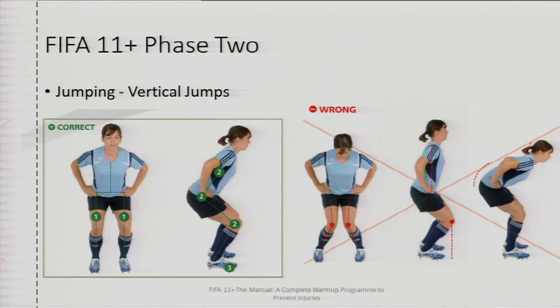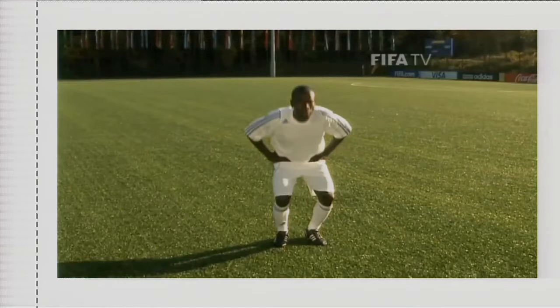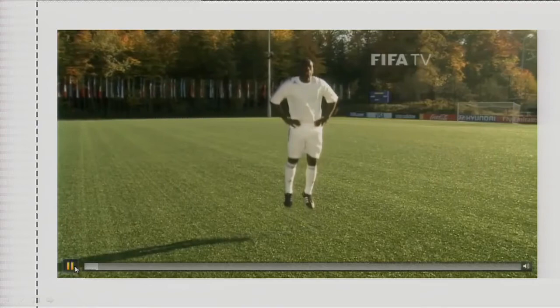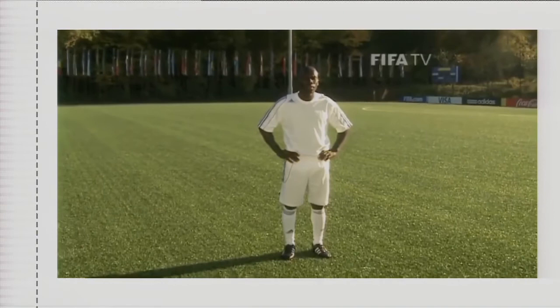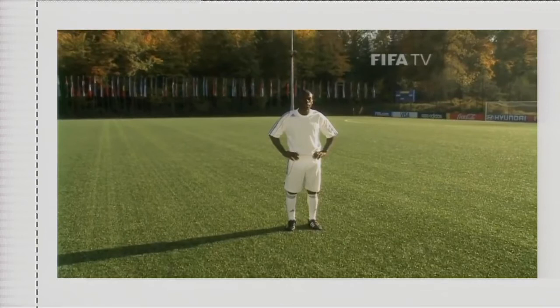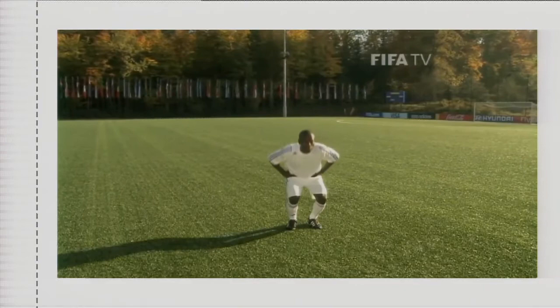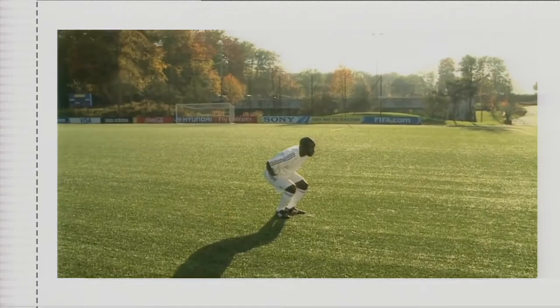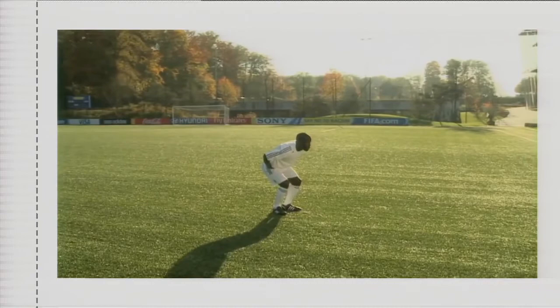Okay, so the last part of phase two, the vertical or the jumping progression. This exercise improves your jumping power and movement control. Assume the starting position, standing with your feet hip-width apart and your hands on your hips. During this exercise, slowly bend your hips, knees and ankles until your knees are flexed to 90 degrees. Lean your upper body forwards. Hold this position for 1 second, then jump as high as you can.